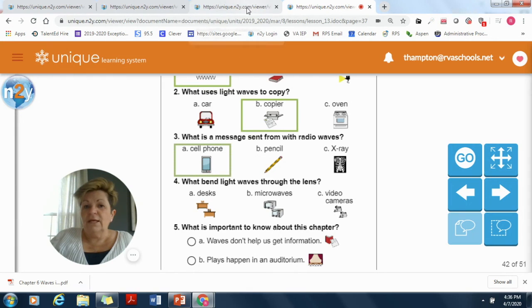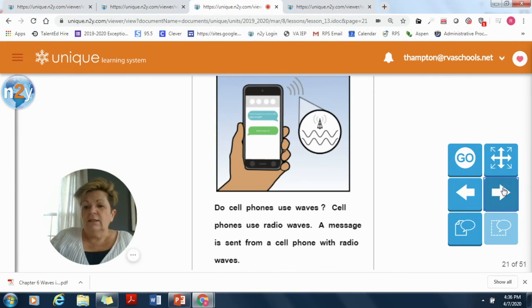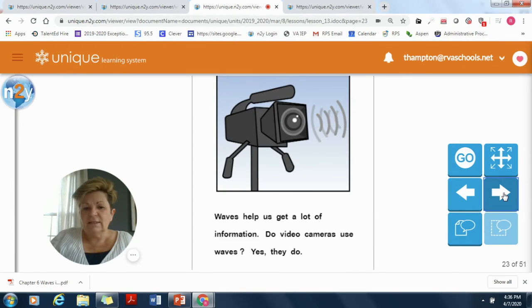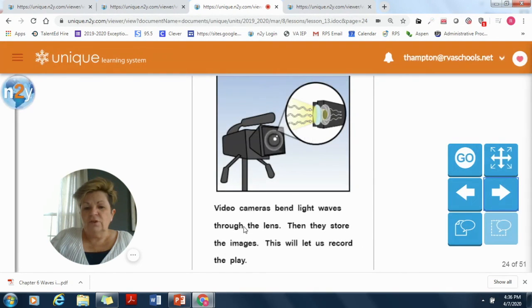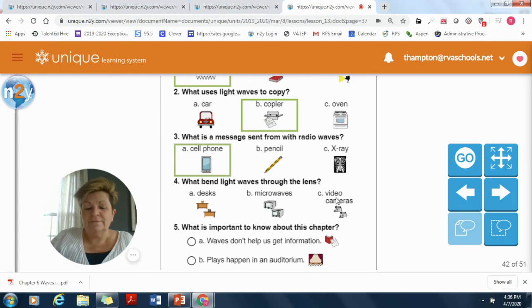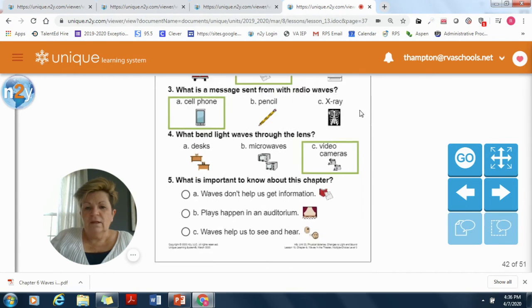So let's always go back, even though we're pretty sure we know. Let's see which item it was that bends the light as it's used. Here we go. Here's the video camera, bends the light waves through the lens, and then they store the image. Very good. Video cameras. All right.